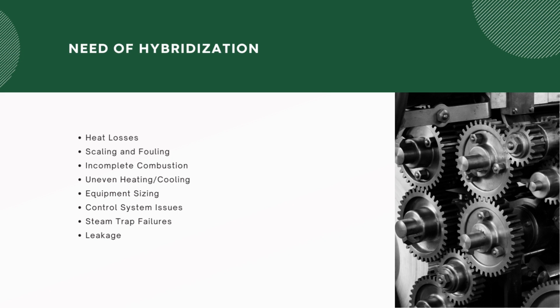Sixth, we have control system issues. Malfunctioning or improperly configured control systems can result in temperature fluctuation and inefficient system operation. Seventh, we have steam trap failure. Steam trap failure in industrial steam systems can cause energy losses, reduce heat transfer and potentially damage equipment.